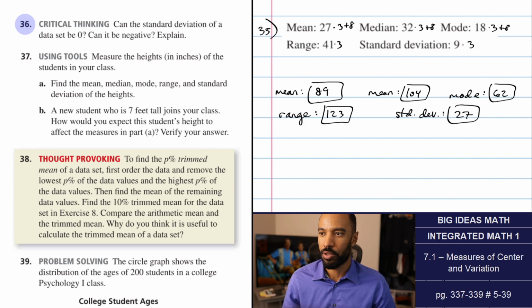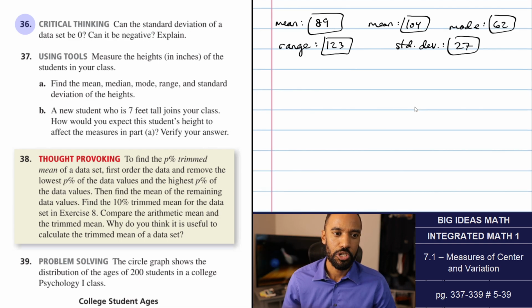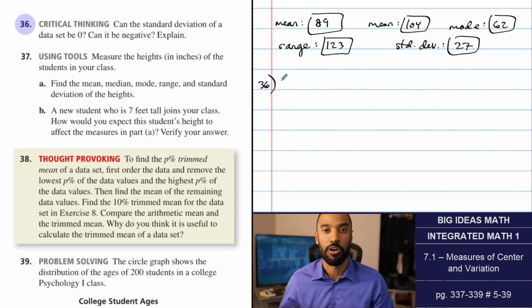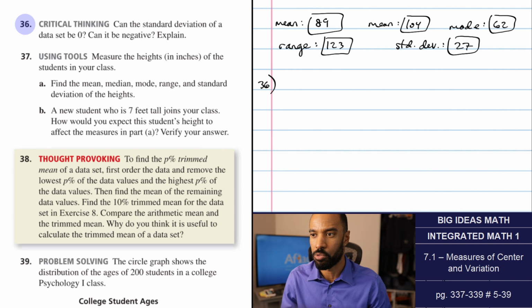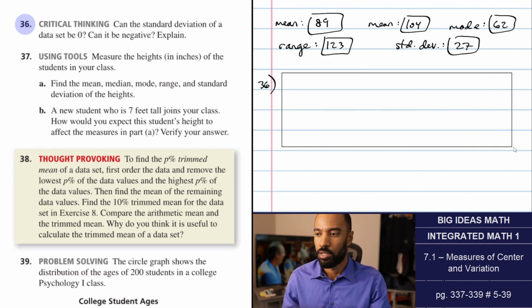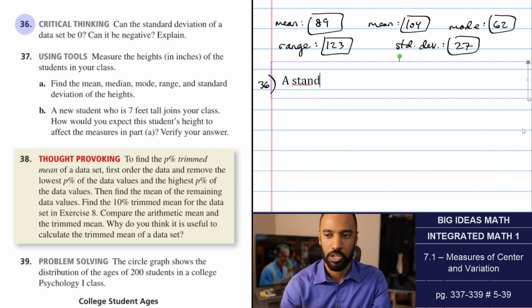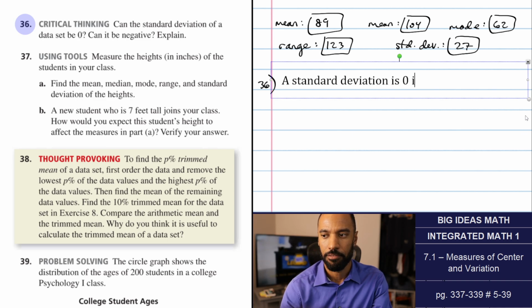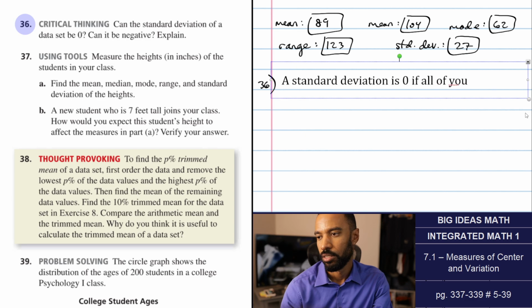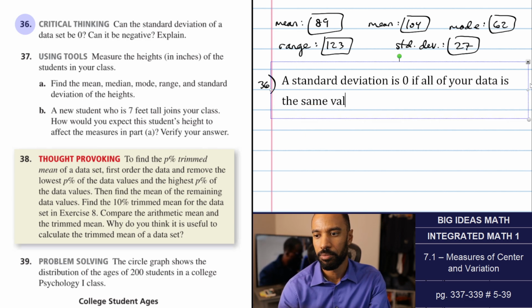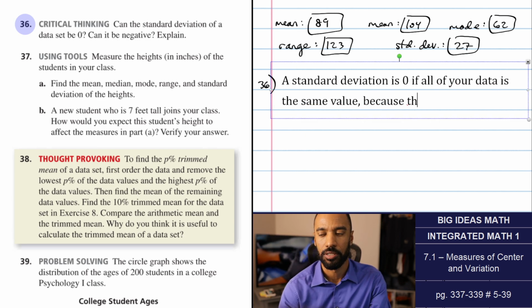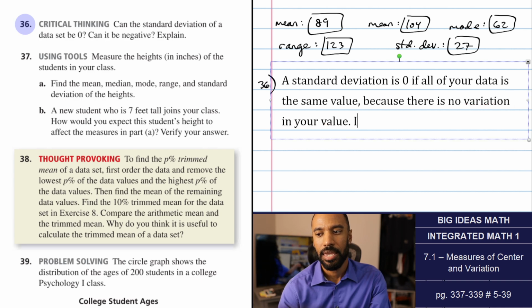Number 36, critical thinking. Can the standard deviation of a data set be 0? Can it be negative? Explain. It can be 0 if all your data is the same because there's no spread. The standard deviation is 0 if all of your data is the same value because there is no variation. It can't be negative.